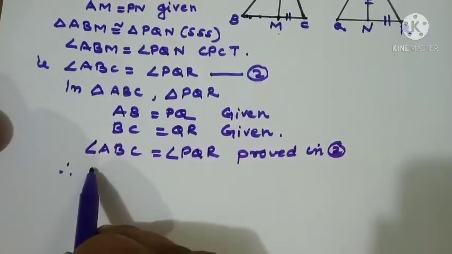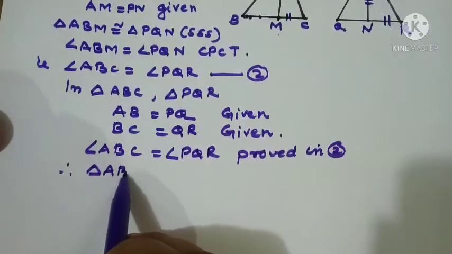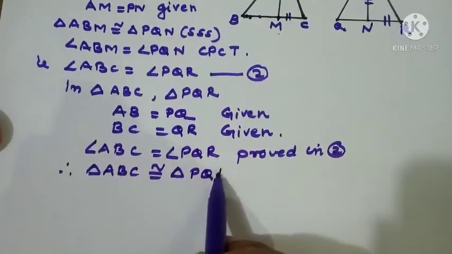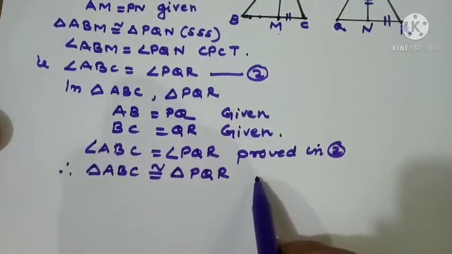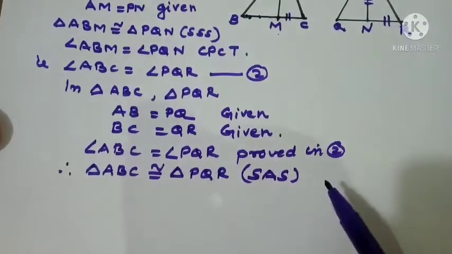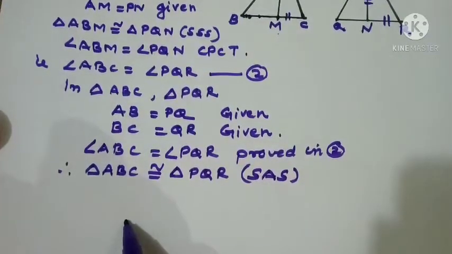Therefore, triangle ABC is congruent to triangle PQR. The criteria is what? This time it is SAS, because it is the included angle. So we got the congruency for triangle ABC and triangle PQR, hence proved.